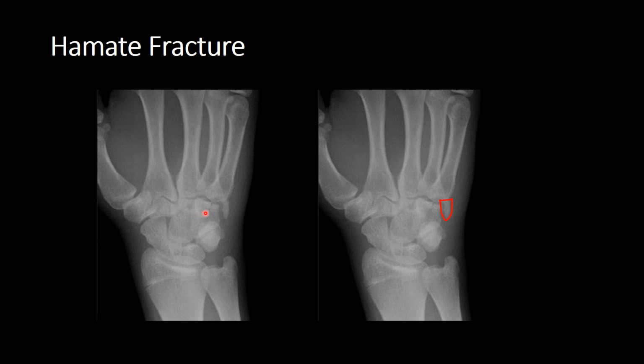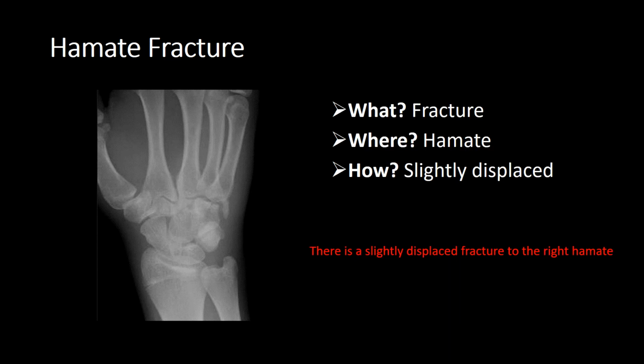The hook of the hamate is demonstrated as a cortical ring. Occasionally we can sustain a fracture through the hook of the hamate, and it's usually by golfers who accidentally hit the ground rather than the ball, and the force drives up and fractures off the hook of the hamate. So what is it? It's a fracture where it's the hamate, and how? It's slightly displaced. You can see there's quite a large gap between the fracture site and the adjacent bone, so therefore we would refer to it as slightly displaced.